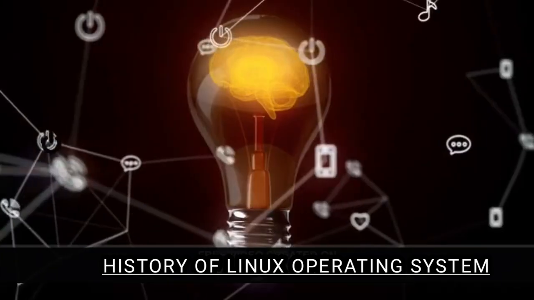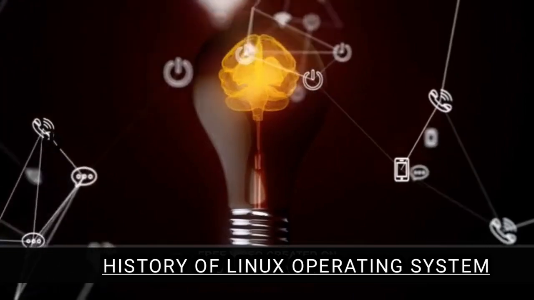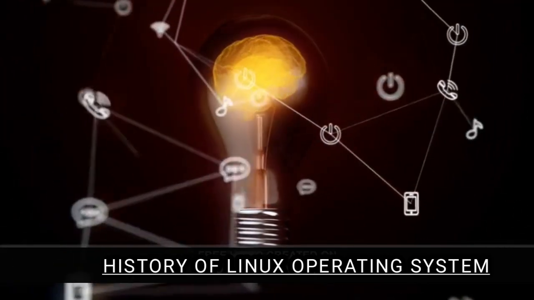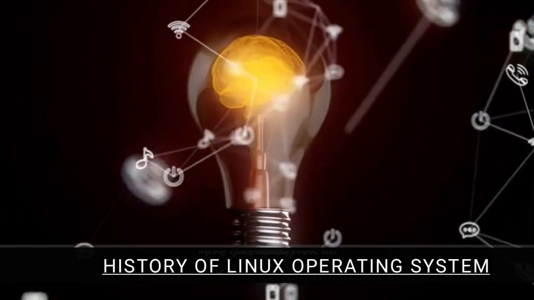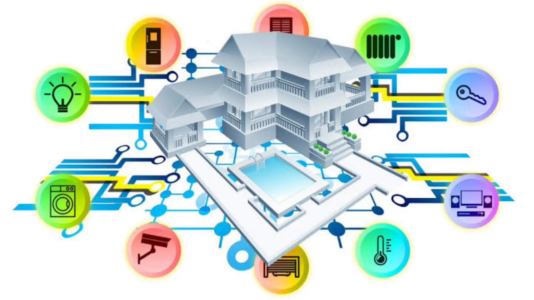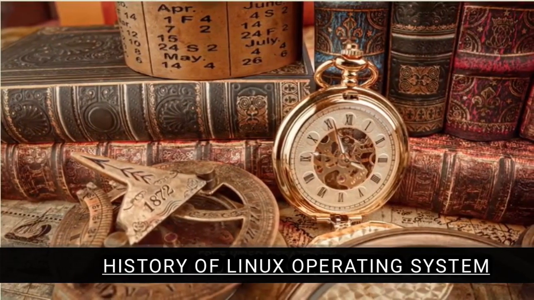software developers. The Linux kernel was designed to be modular and flexible, allowing users to customize the operating system to suit their needs. Over the years, Linux has grown in popularity and is now used on a wide range of devices, including servers, smartphones, and even cars. Linux has also become the operating system of choice for many large organizations, including Google, Amazon, and NASA.